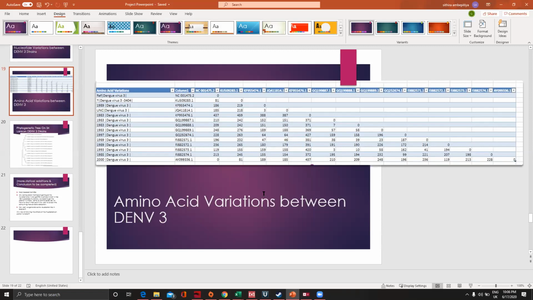The final thing I want to say, you're mentioning how these variations that you're finding at the genomic level, how do they actually correlate with the disease manifestations in patients?